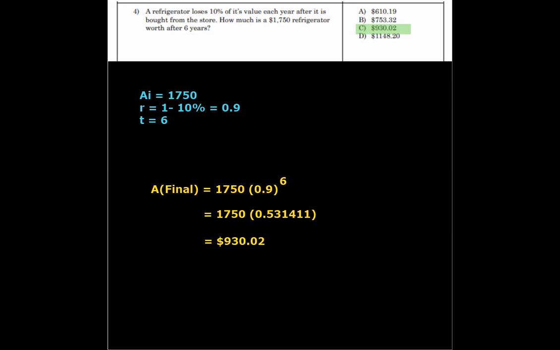So plugging in, we have 1750 times 0.9 to the 6th power. 0.9 to the 6th power is 0.531411. So it looks like we'll have a little more than half left of the initial value when it was bought fresh at the store. The correct answer was C, $930.02.